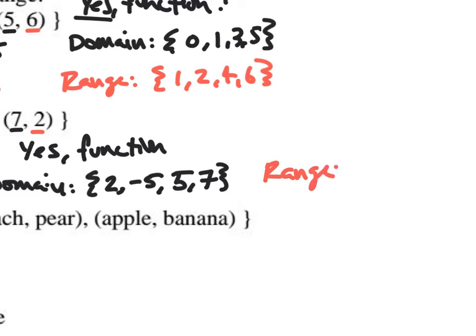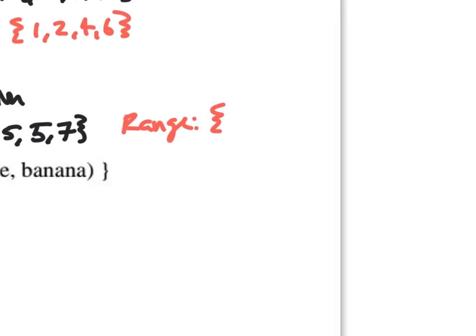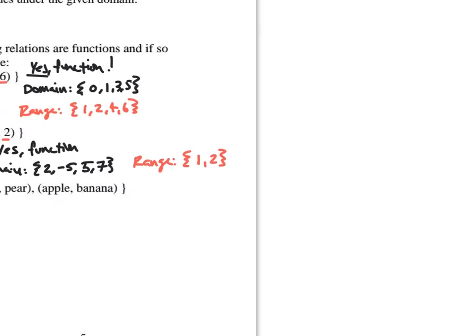All right, now this is where it gets a little weird. My range, because I only have 2 unique numbers, I don't need to repeat them. I just need to write down that I have the numbers 1, it happens twice, that's okay, and then 2. So my set of y values, my range, are the values 1 and 2, close your bracket. All right, and that's it.